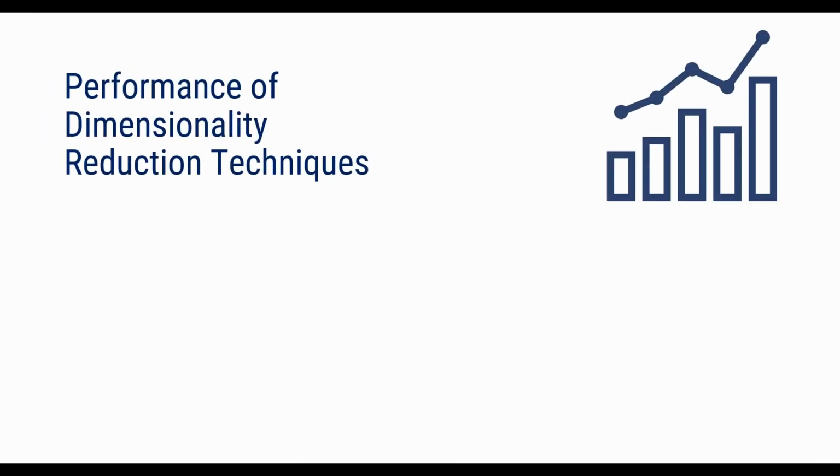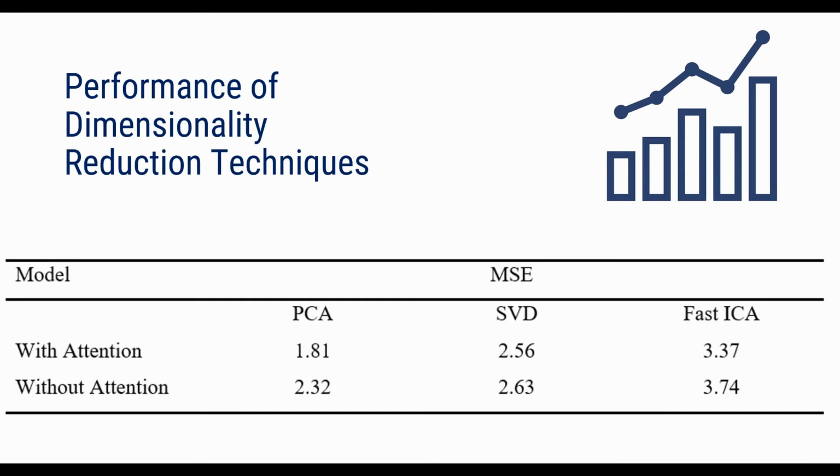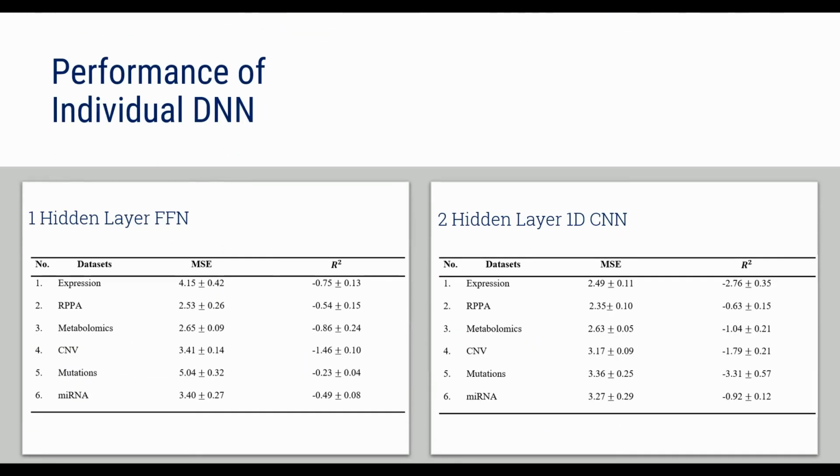We compared the performance of dimensionality reduction techniques based on the combined DNN results. As we can see from the results, PCA performs the best as it has the lowest MSE value compared to the other 2 techniques. Therefore, we concluded that PCA is the best performing dimensionality reduction technique for this study. For the performance of individual DNN, we observed that the 1 hidden layer feed-forward network performed better than the 2 hidden layer feed-forward network, and the 2 hidden layer 1D CNN performed better than the 1 hidden layer 1D CNN. We evaluated the models based on MSE, R-square and standard deviation.